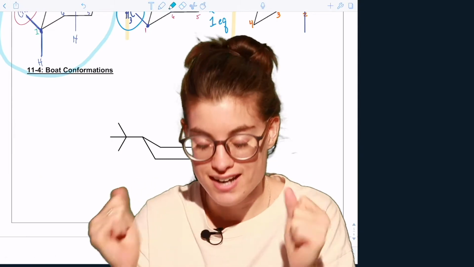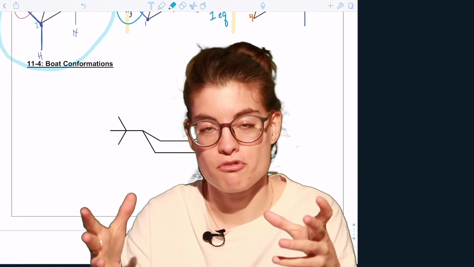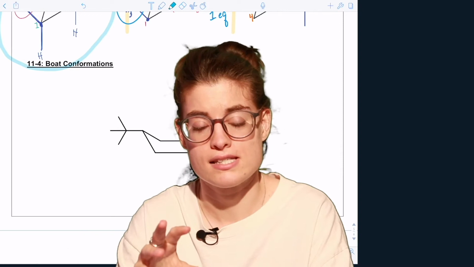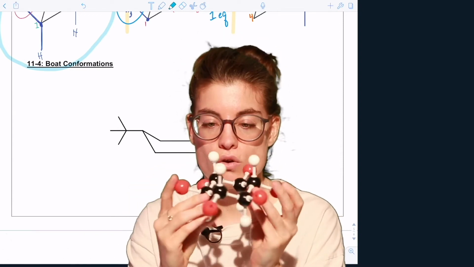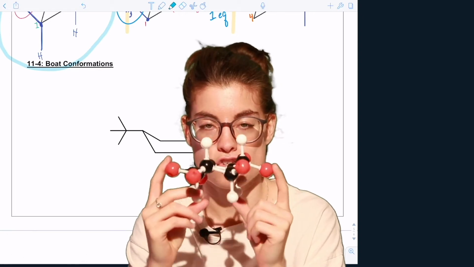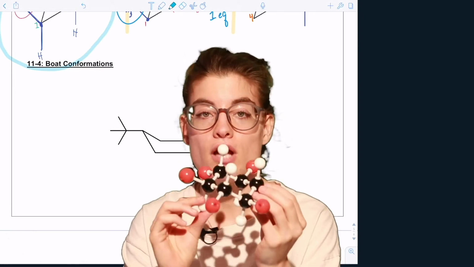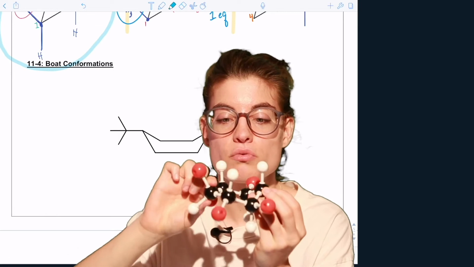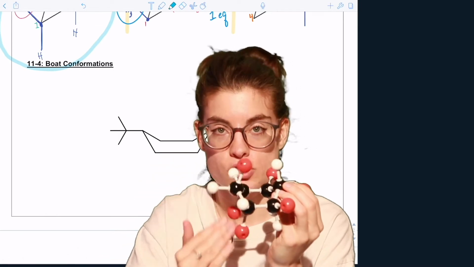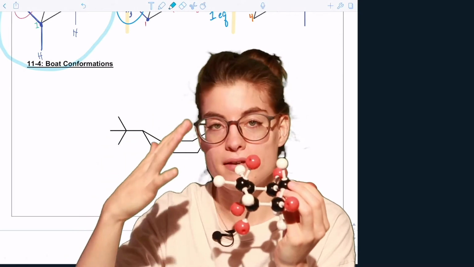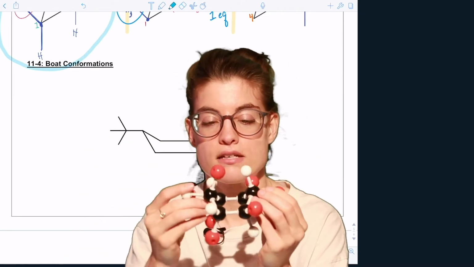So guys, I forgot to talk to you about boat conformations, and there's really not much to say about it. To bring up my molecule here, so here we have a chair conformation. A boat conformation is when we have the rotation of one of the carbons rotating, flipping up or down. I guess it's relative, right?